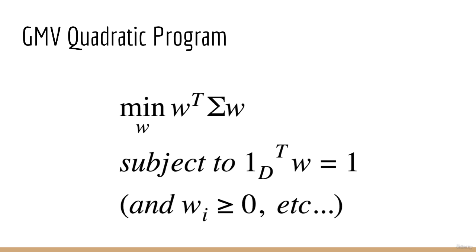Why don't we need this? This is because the global minimum variance portfolio doesn't care what the return is at all. Its only objective is to minimize the variance, as you can see from the problem.